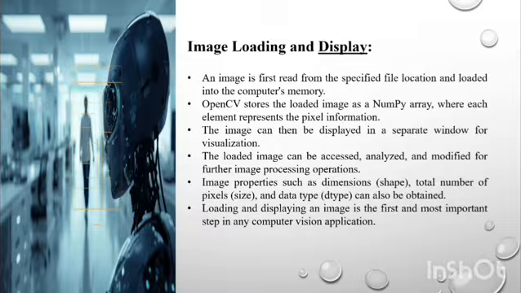Apart from displaying the image, we can also obtain important properties such as image dimension, total number of pixels, and data type. These properties help us to understand the image before applying further processing techniques.